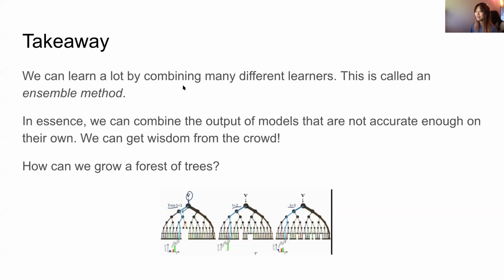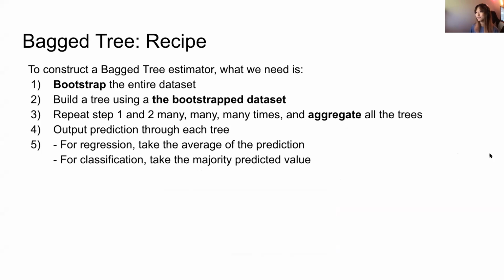Anything that combines multiple models is an ensemble method. Random forest is also an ensemble method. Later, when we talk about boosting, those are also ensemble methods. So ensemble methods is the umbrella term for all of these. To summarize, in essence, we can combine the output of models that are not accurate enough on their own to get the wisdom of the crowd. Cool?